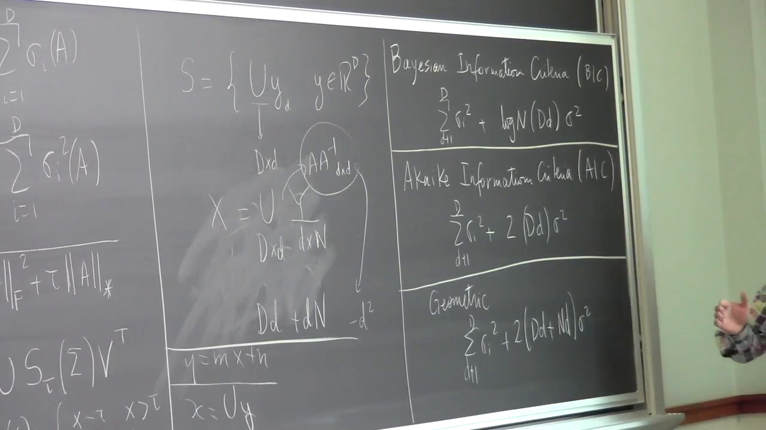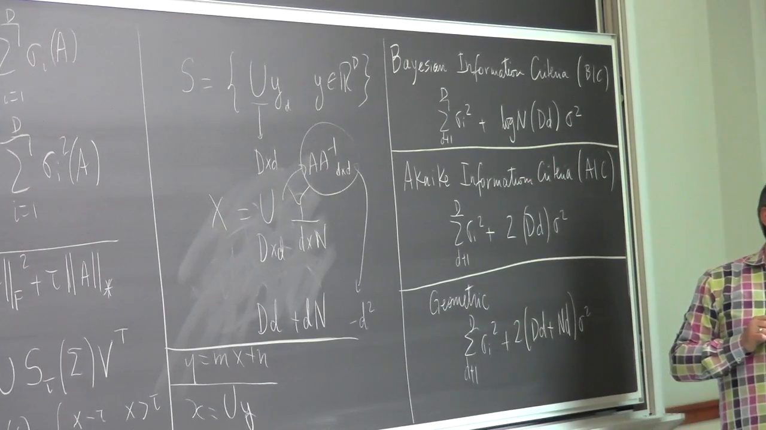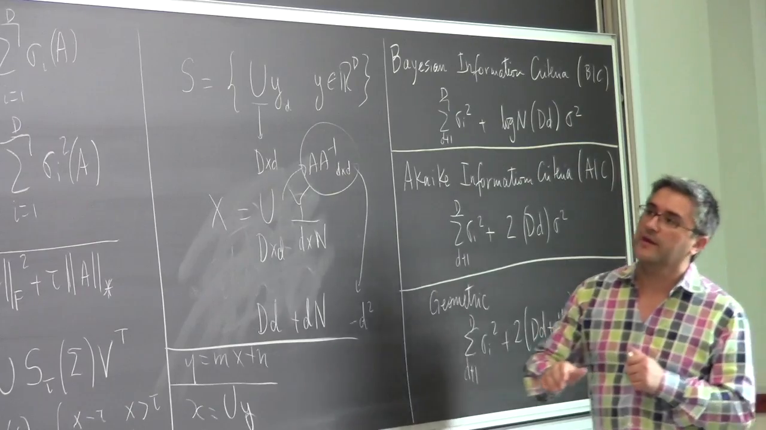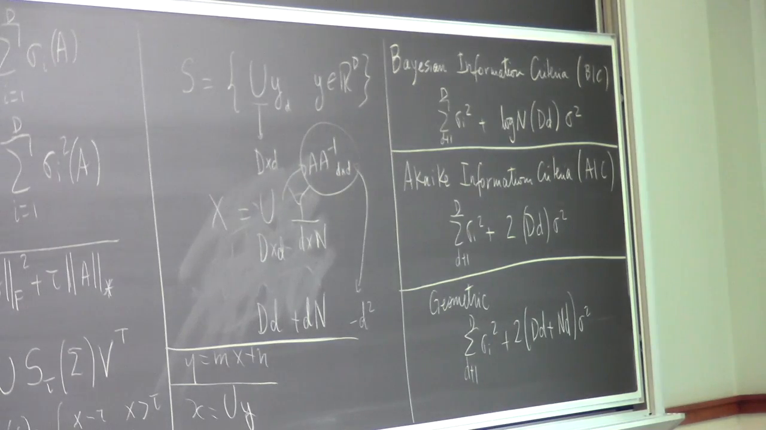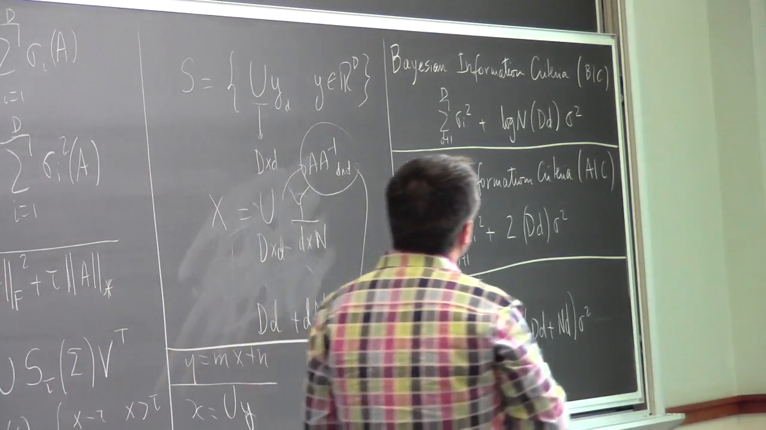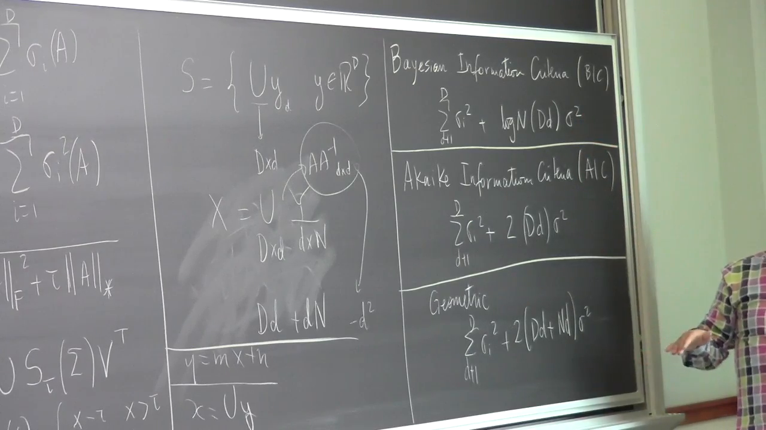So, the first term is common in all three cases, and that is just the reconstruction error. Right? So going back to what's written here, that's exactly this term. Okay? So the only thing that changes is how the complexity of the model is measured.